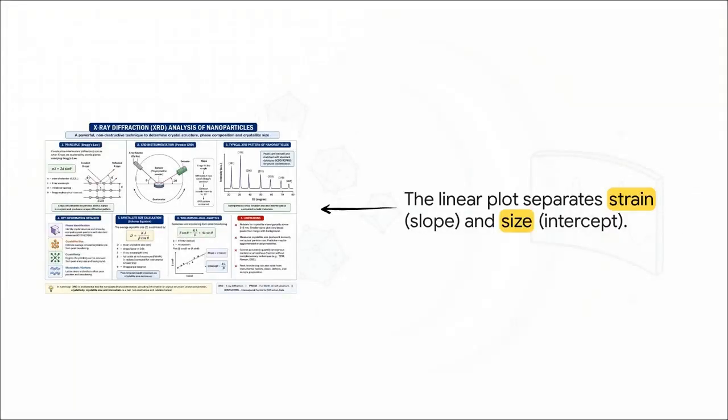This brings us to the Williamson-Hall approach, which is a truly elegant piece of linear algebra. Check this out. By plotting beta cosine theta on the y-axis against 4 sine theta on the x-axis, we generate a linear graph. And the beautiful part? The slope of that line directly gives you the microstrain, epsilon. Meanwhile, the intercept of the line on the y-axis gives you the parameters you need to calculate the true crystallite size. It perfectly untangles those two overlapping effects.